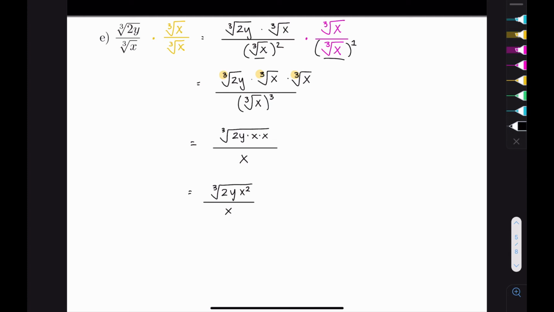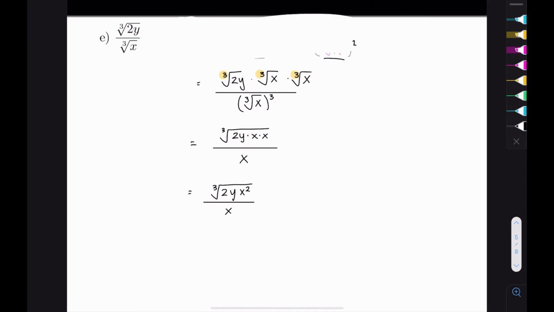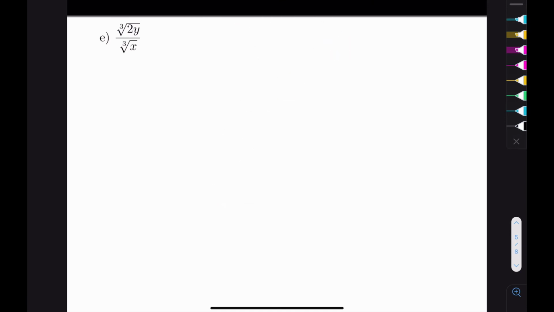Instead, what I want to do is I really want to try the same problem again, but I'm going to turn this into an exponent. So this way we can see what we need to multiply by to get rid of that exponent in the bottom. So let's go ahead and clear this entire page, and we're going to try it again.